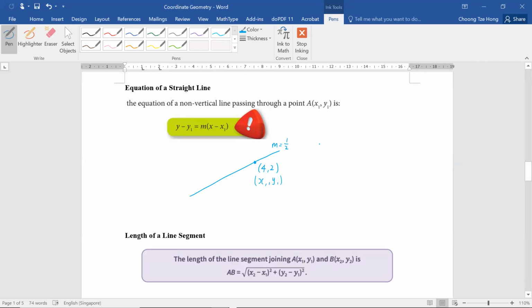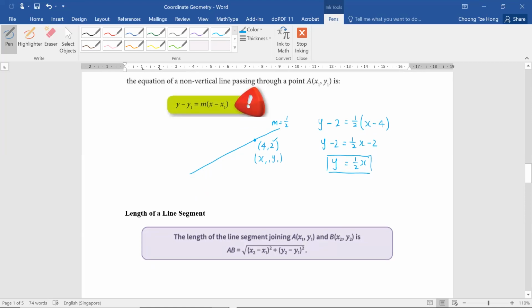So for example, using this, y minus y1, in this case y1 is 2, equals half, m is half, times x minus x1. So you'll get y minus 2 equals half times x minus 4, so y will be, in this case, minus 2 plus 2, so this will be the equation of the line, y equals half x.